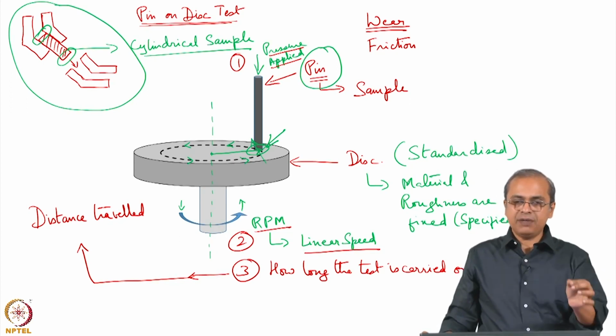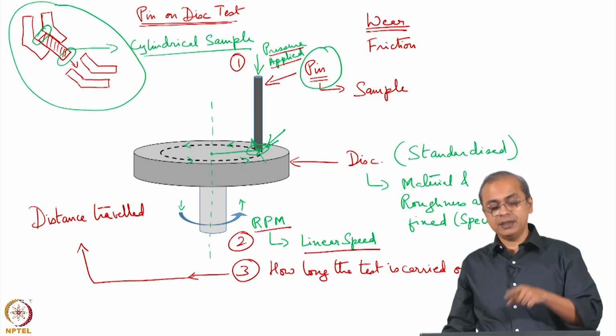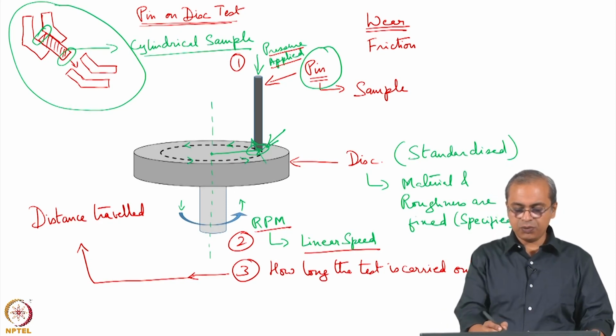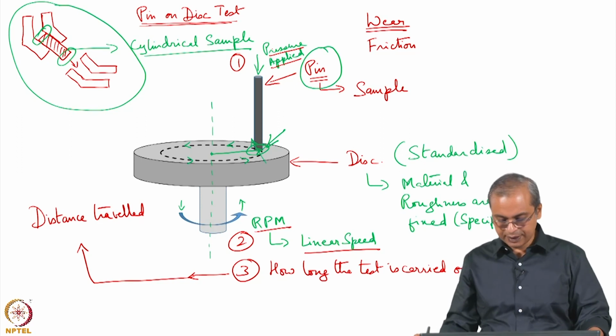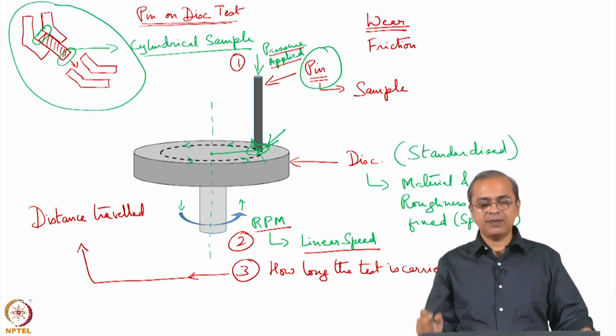So, if you want to test it for 10 minutes, you put the sample down there and press it against the disc for 10 minutes at some pressure that you have fixed. You fix the pressure with which you are pressing down on it, you set the RPM, wait for 10 minutes, then you know that it has travelled a certain distance.